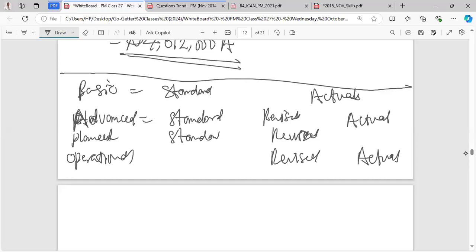So that's how you would do it. Quote the basic formula, then you change it to planning. Planning is between standards and revise. If the standard is there, leave it that way. If there are actuals, change all your actuals to revise. Then you know that operational is between revise and actual. So quote the basic formula, change all the standards to revise, leave the actuals the way they are. So keep practicing and you will understand.